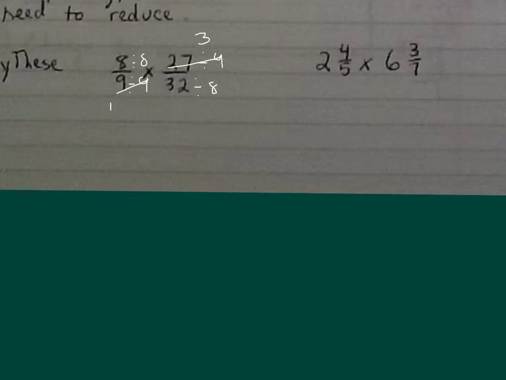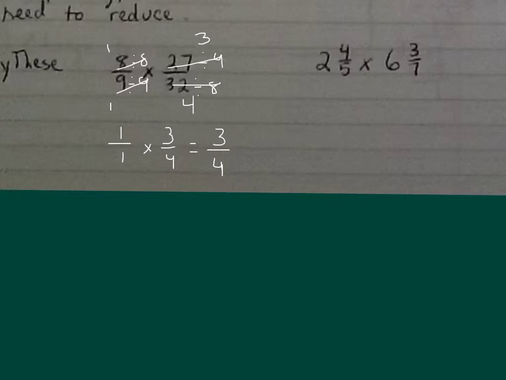So 8 divided by 8 is 1. 32 divided by 8 is 4. Now I rewrite it. 1 over 1 times 3 over 4. Multiply across, 3 over 4. And I know I don't have to reduce because I've completely cross-canceled. Done.